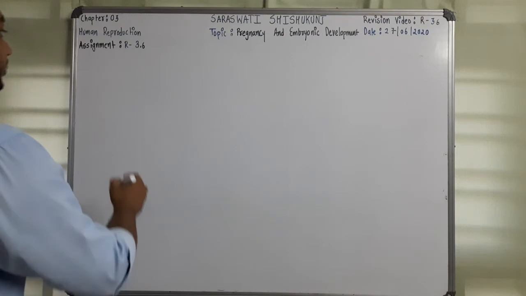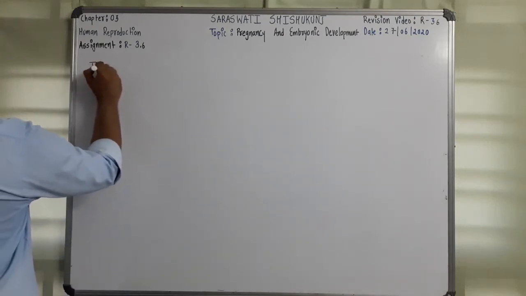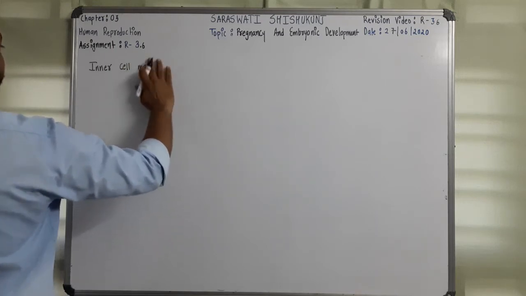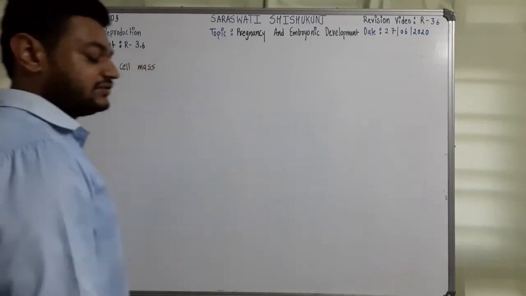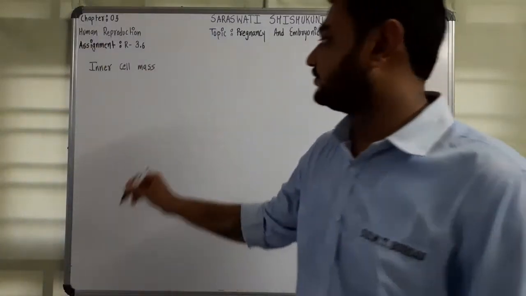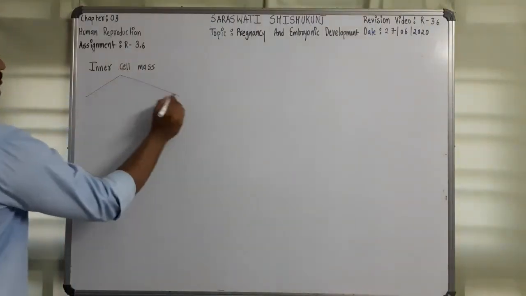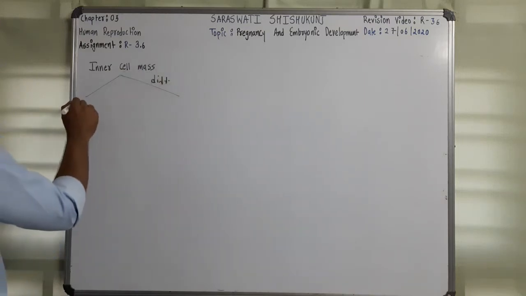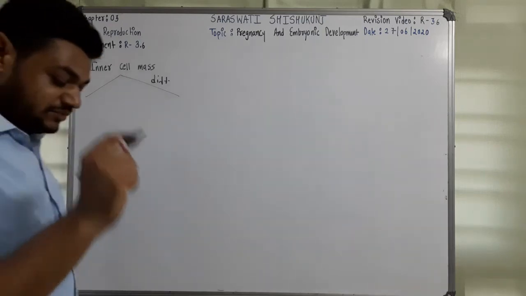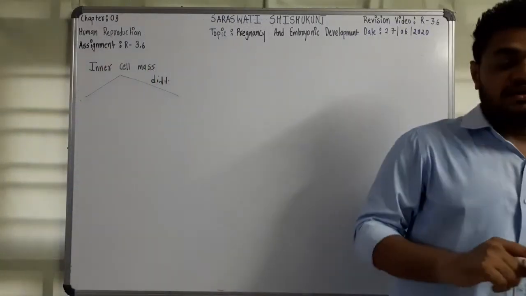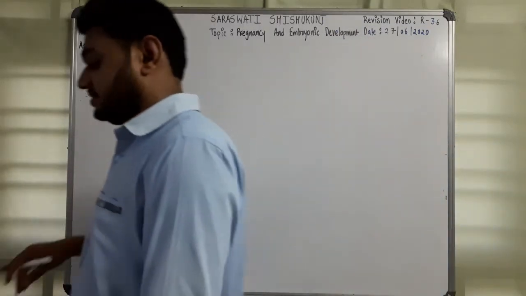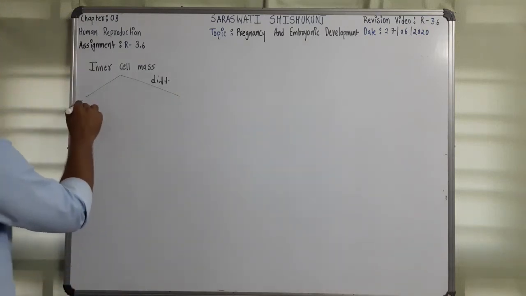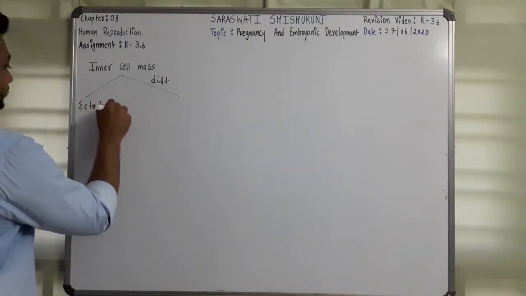Okay, next one is, at the same time, the inner cell mass. This starts to differentiate, first into two cell layers, that is, germinal layers of the body. Remember chapter 4 in 11th standard, animal kingdom, we discussed that the body is composed of three germinal layers. One is ectoderm and endoderm.